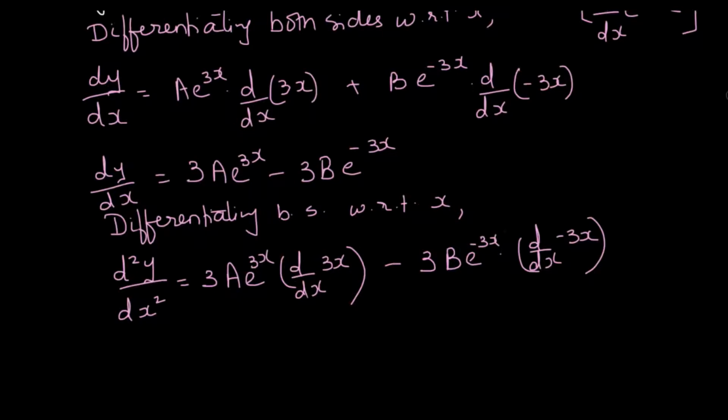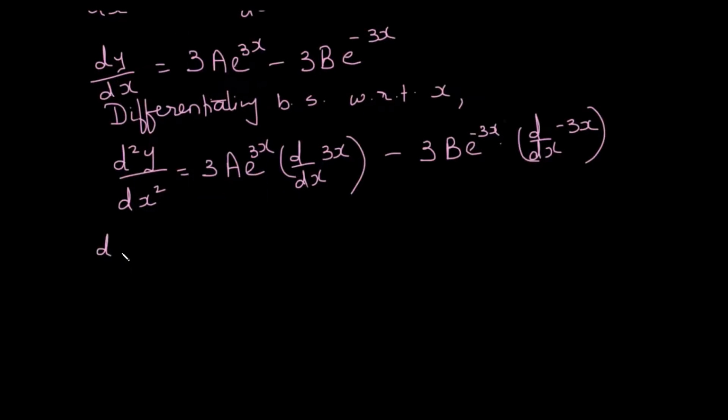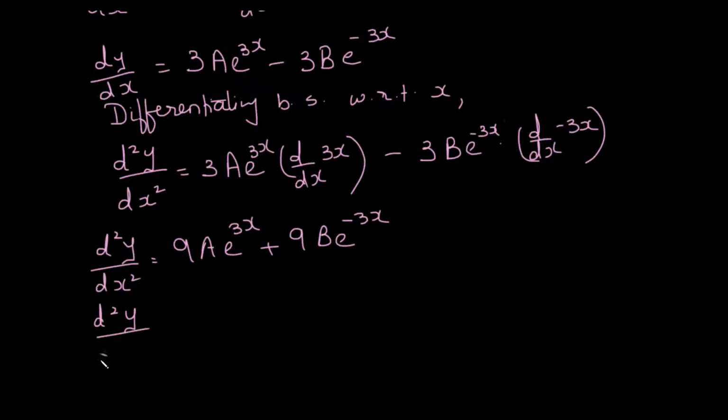And thus in the next step we get d2y by dx2 is equal to, now the differentiation of 3x is 3, so 3 3s are 9, 9a e raised to 3x. Over here, the differentiation of minus 3x is minus 3, and minus into minus becomes plus. Again we are getting 9b e raised to minus 3x. Now when we take 9 common, we get a e raised to 3x plus b e raised to minus 3x.